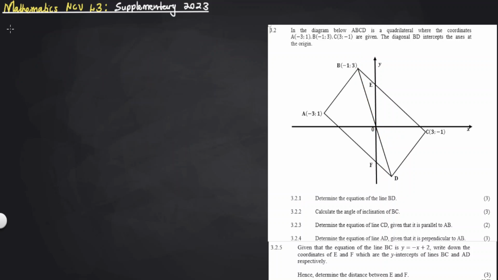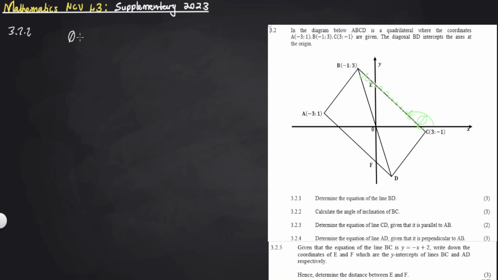Now let's answer 3.2.2. Calculate the angle of inclination of BC. So BC, it's this line here. We want the angle of inclination theta. So how do we work this one out again? Angle of inclination is calculated like this.